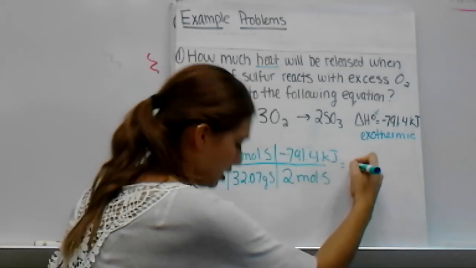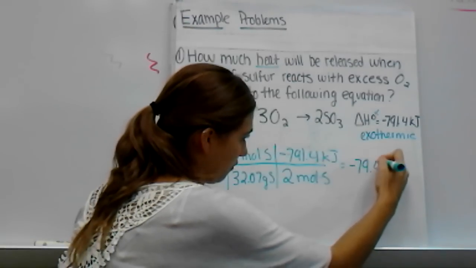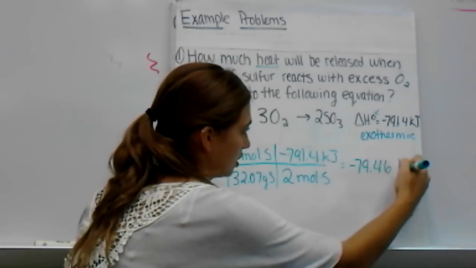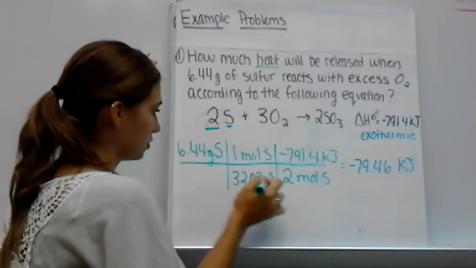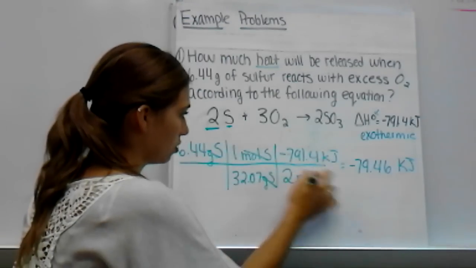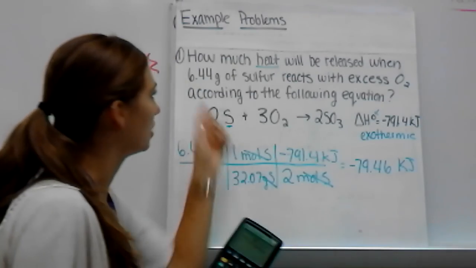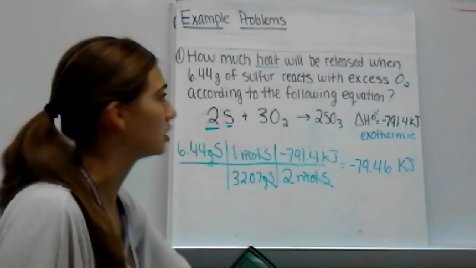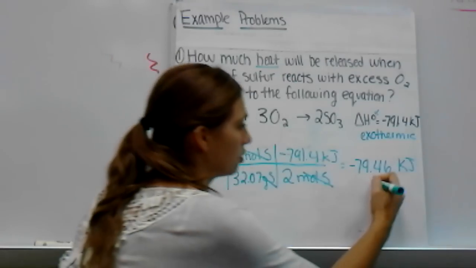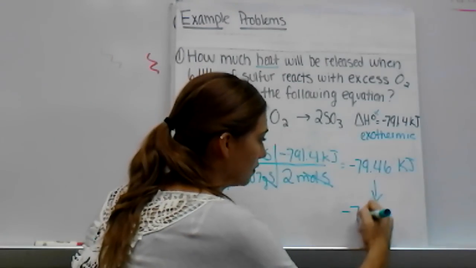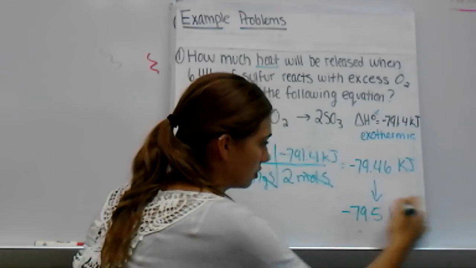So that is going to give us a value of negative 79.46 kilojoules. It's kilojoules because we have grams with grams, moles with moles, and we're left with kilojoules. Okay, so now we have to make sure we have the correct amount of significant figures. So here we have 3, here we have 4, so this needs to be to 3. So that's going to be negative 79.5 kilojoules.